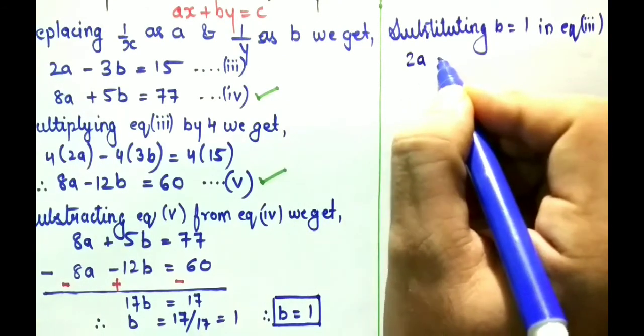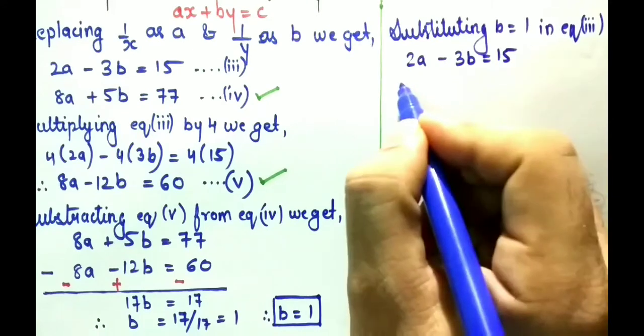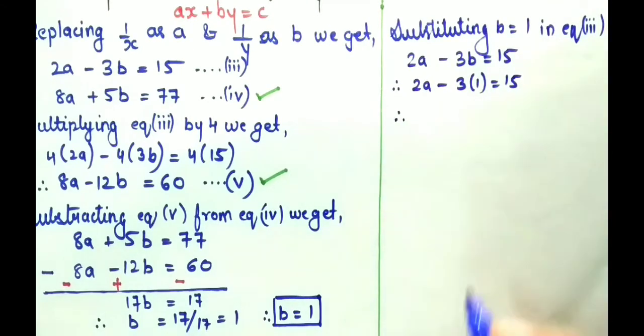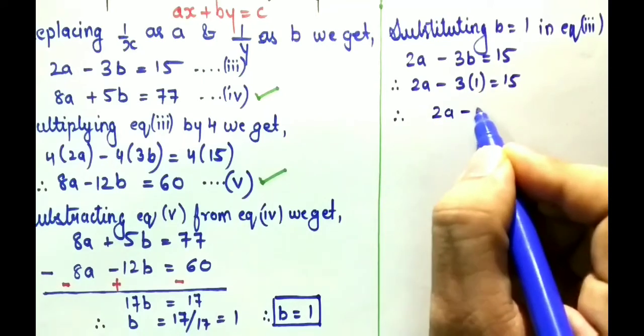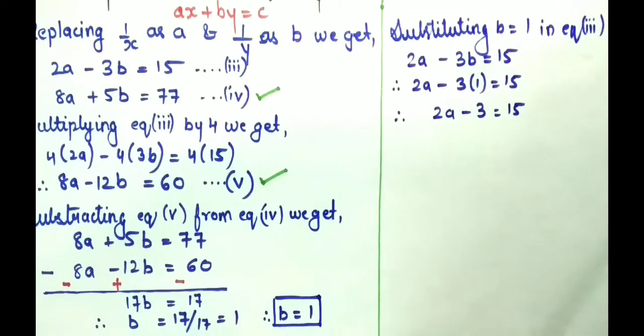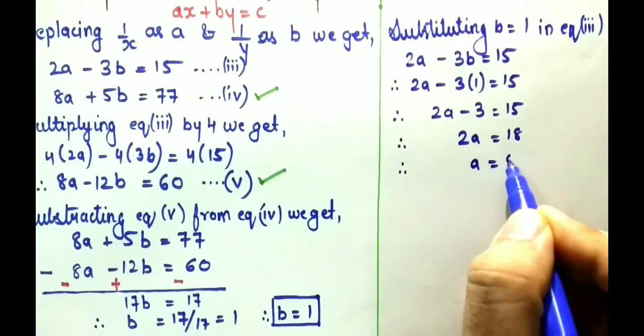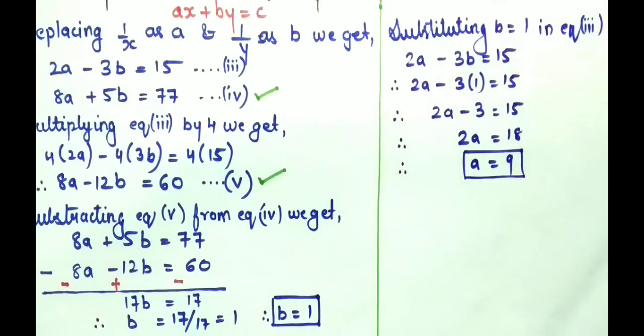2a minus 3b is equal to 15. This is my equation 3. Therefore 2a minus 3 into 1 is equal to 15, which gives me 2a minus 3 is equal to 15. Sending minus 3 to the other side, I get 2a is equal to 18, and therefore a is equal to 9.